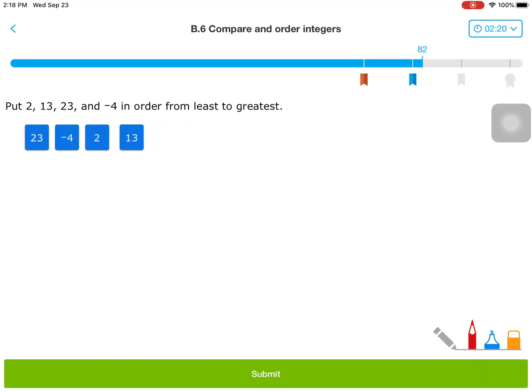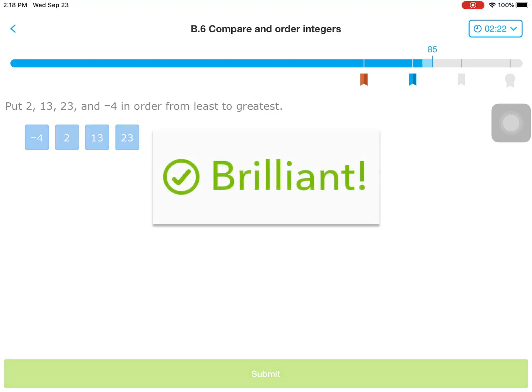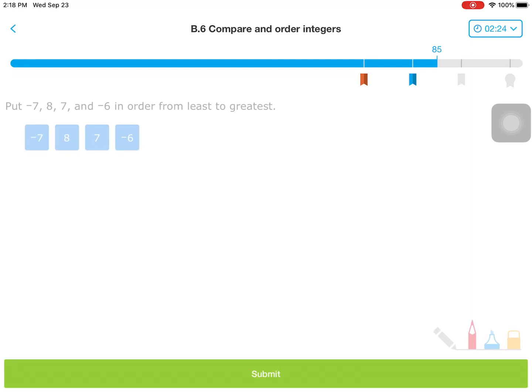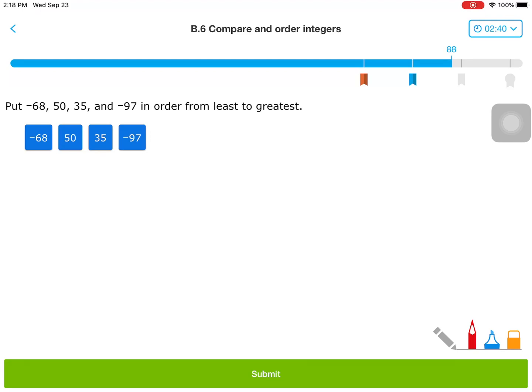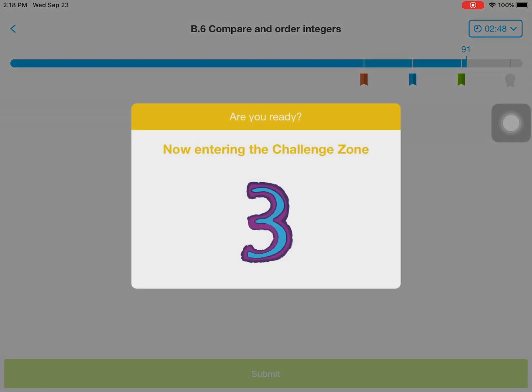2, 13, and 23. This one you have -7, -6, and then 7 and 8 being the most. So remember, on the negative side, the smaller the number, the more it's worth because it's closer to 0. Last one, and we should be at 90. So this is the furthest away from 0, and then you have the 35 and 50. All right, so that's pretty straightforward.